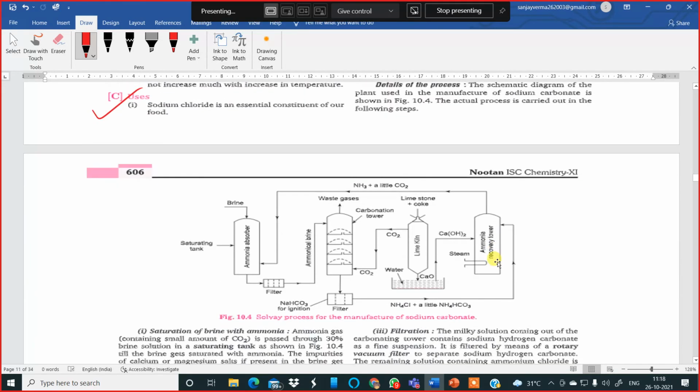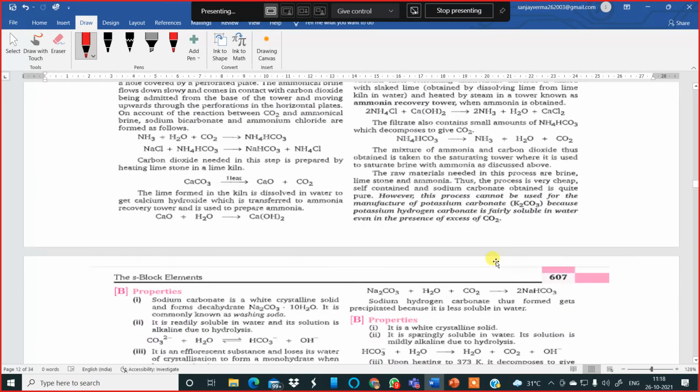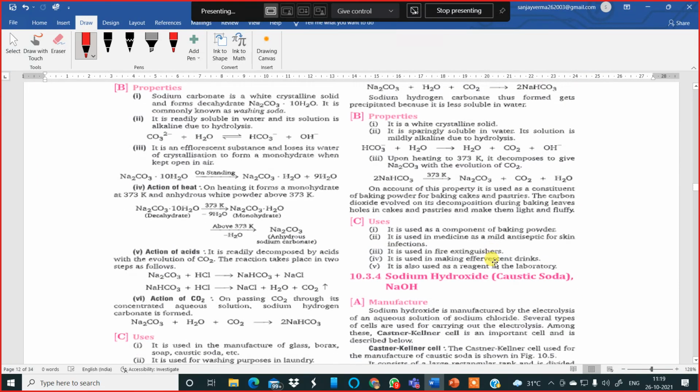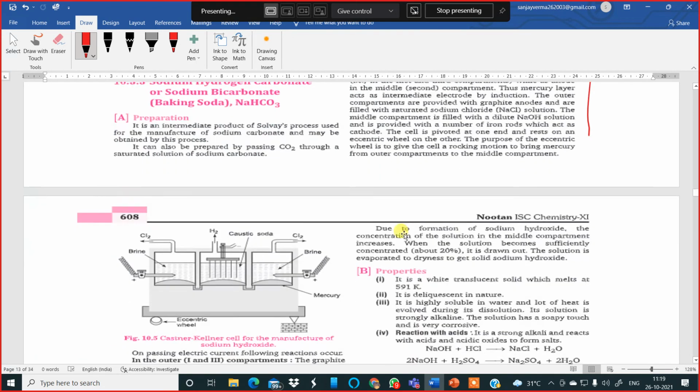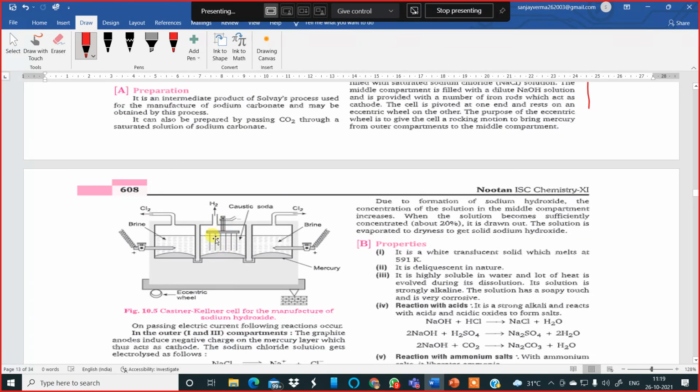So we come to sodium hydroxide on the next page, page number 607. Its manufacture is by using the Kastner-Kellner cell. It is an electrolytic method for the manufacture of sodium hydroxide. I'll explain this with the help of the diagram on the next page. Over here, what is done? Caustic soda, sodium hydroxide, is taken, and then it is electrolyzed.